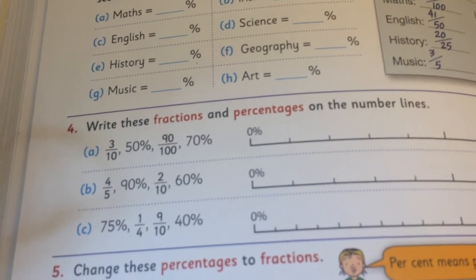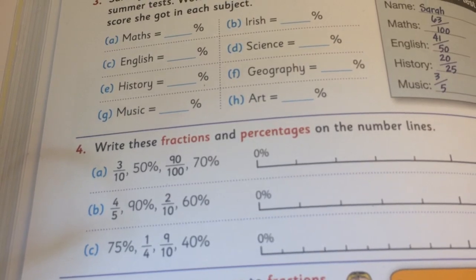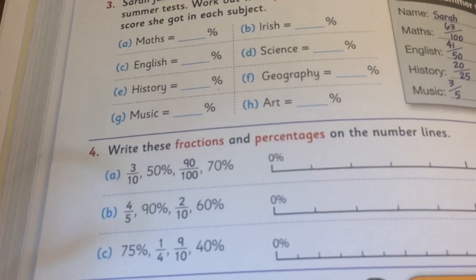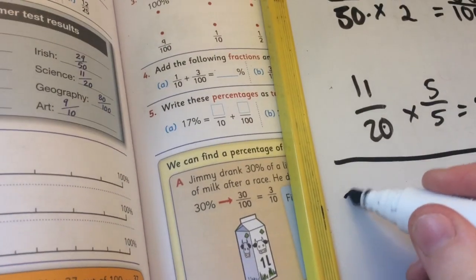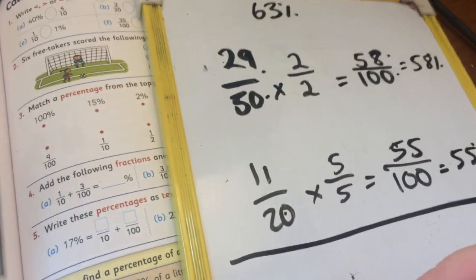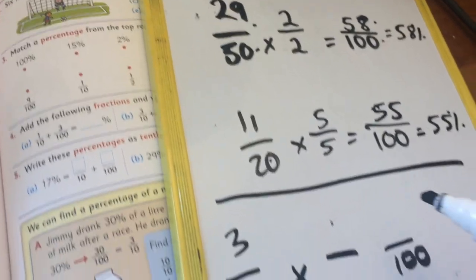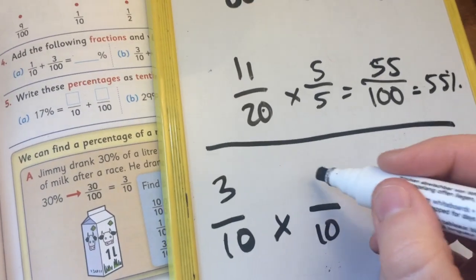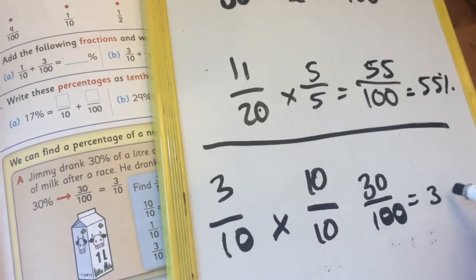So in A there, we've got 3/10, we've got 50%, we've got 90%, and we've got 70%. Now, 3/10 you need to work out. You get them all in the same thing. We try and get them all in percentages. So 3/10: what do I do to it to make it into hundredths? 10 multiplied by 10 equals 100. So 3 multiplied by 10 equals 30, which is equal to 30%.